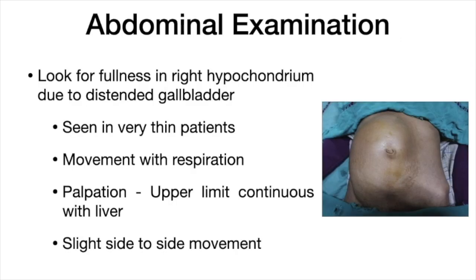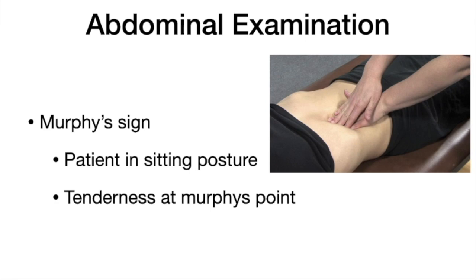abdomen. On examination, look for fullness in the right hypochondrium due to a distended gallbladder. It is usually not seen in every individual, usually seen in thin patients. If it is there, look for movement with respiration. On palpation, the upper limit is usually continuous with the liver, and there may be slight side-to-side movement also. There will be Murphy's sign in painful conditions. That is usually looked for in the sitting position. There may be tenderness at Murphy's point, and the patient will hold the breath due to pain.